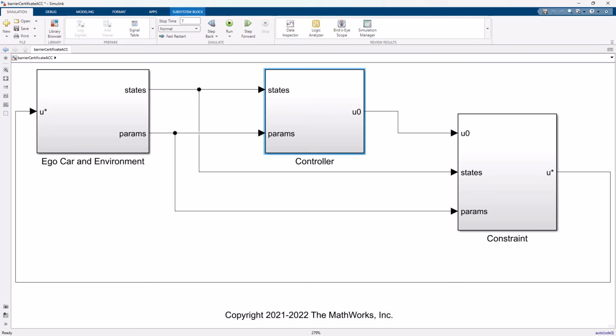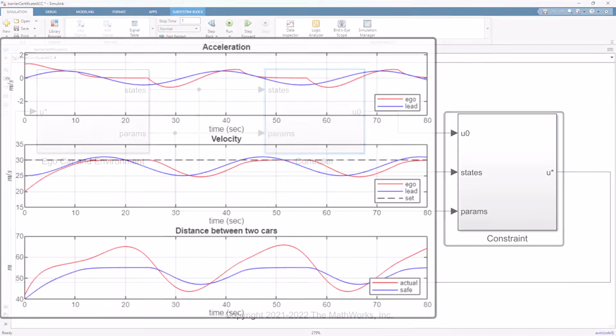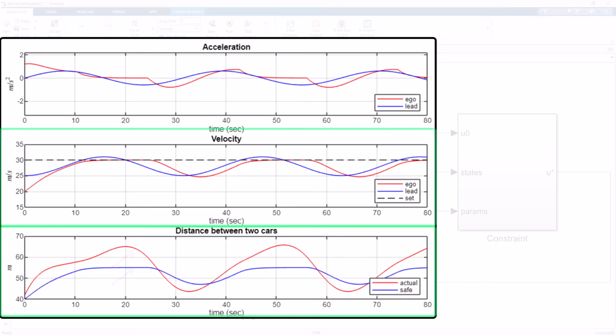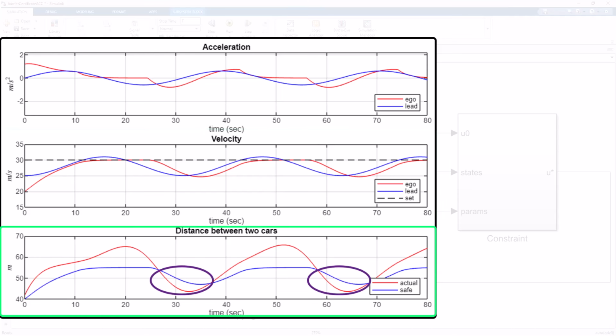For now, let's ignore the constraint block, which is disabled and acting as a pass-through. Let's run the simulation and check the results. The blue line shows the minimum distance that needs to be maintained between the vehicles, and the red line shows the actual distance. While the ego vehicle eventually matches the lead vehicle's speed, we observe a critical issue. The actual distance dips below the minimum threshold at several points, indicating dangerous behavior.